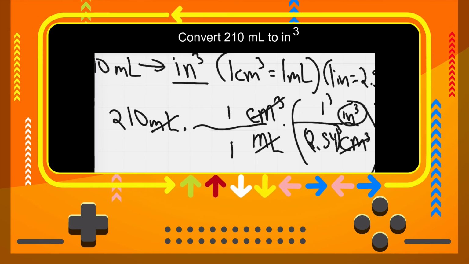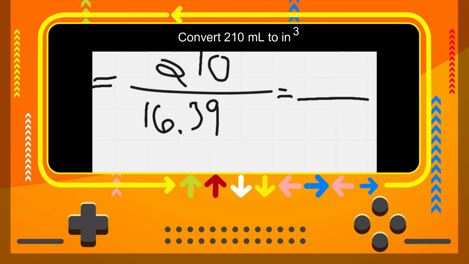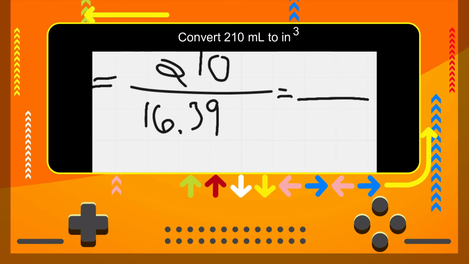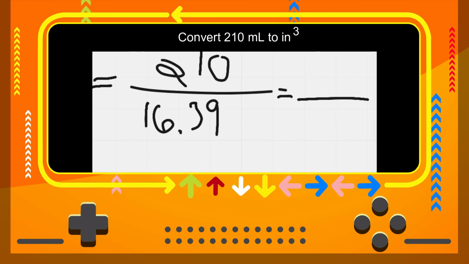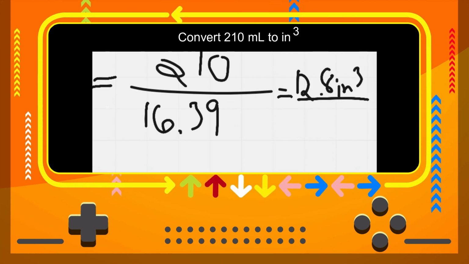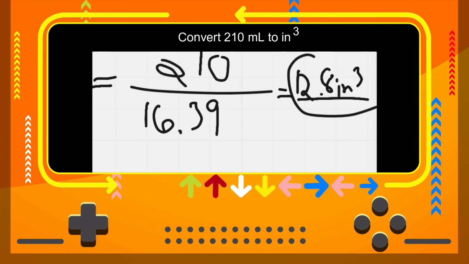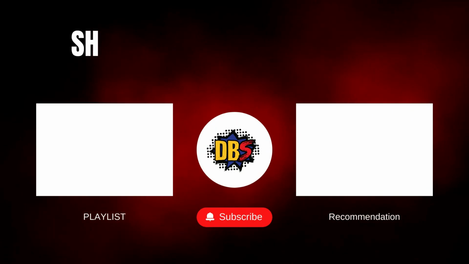16.39 on the bottom. And then from here, once we multiply across my numerators and multiply across my denominators, what are we going to do? We're going to divide my final answers together. So 210 divided by 16.39, that's going to leave me with 12.8, in this case, inches cubed. All right, because we understand that everything was being canceled out over here. And this is my final answer.